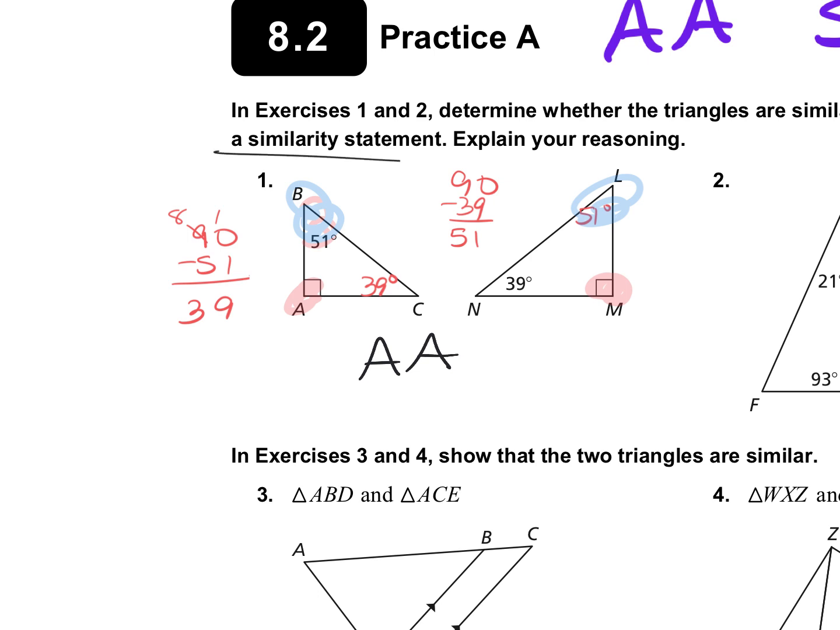And then it wants you to write a similarity statement. So this is where you have to match. It doesn't matter what you start with. Try to start out alphabetically with one of them. So I'm going to start out with ABC. Now A is the right angle, so I need to put in my second triangle statement that the one with the right angle is the first letter. Then I put B, which was the 51, so I have to put L next. And then finally the N. You have to match it in the correct order when you write the similarity statement.